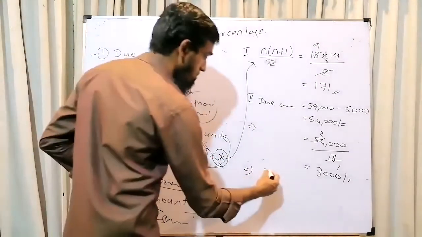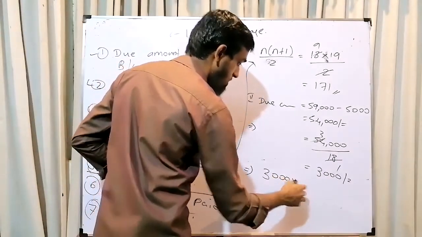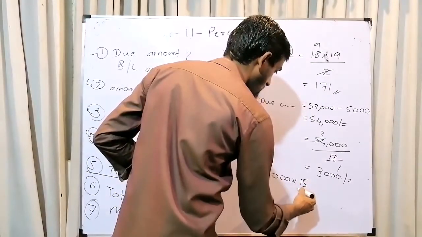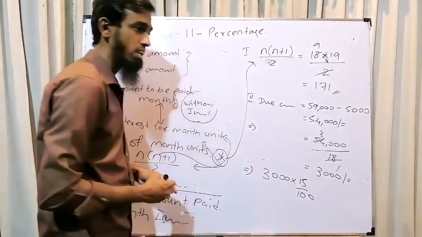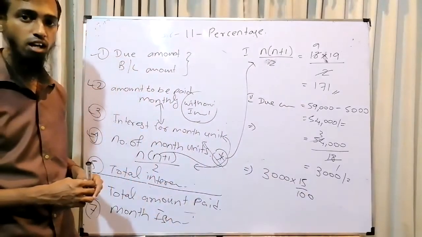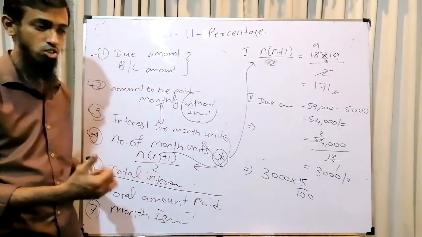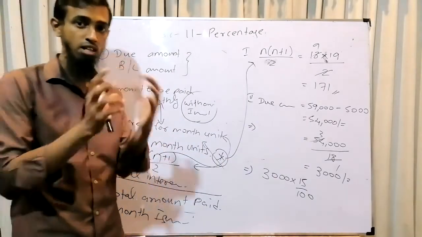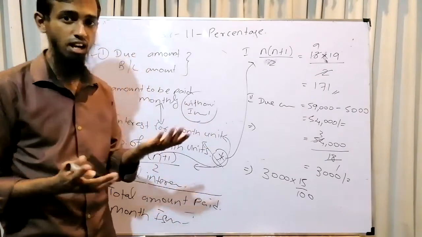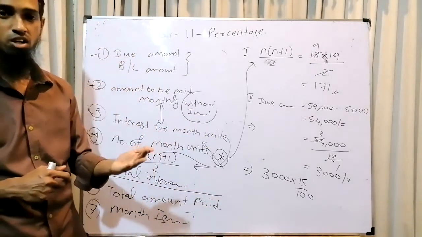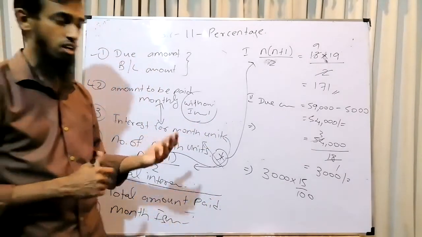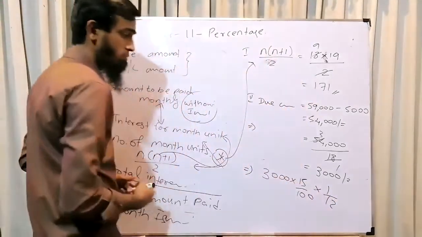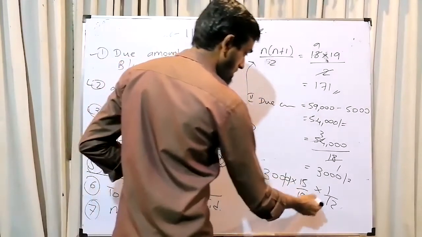Third one. So 3,000 into the interest rate, which is 15 over 100. The interest rate is given as an annual rate, but we are calculating for a month. How do we change annual to month, as we learned in grade 10? To change annual to month, we should divide the rate by 12, so multiply by 1 over 12.